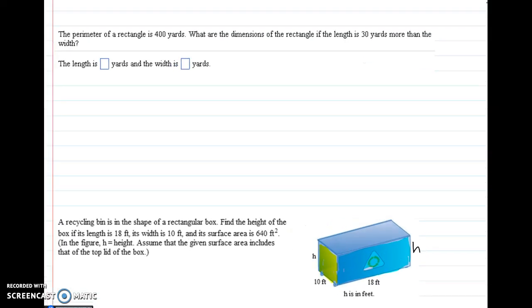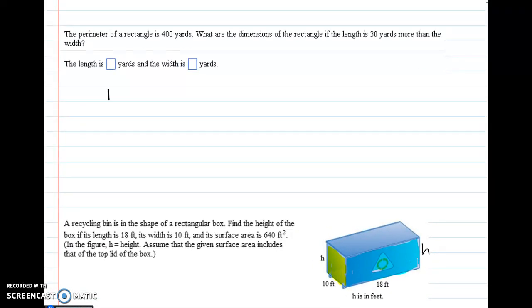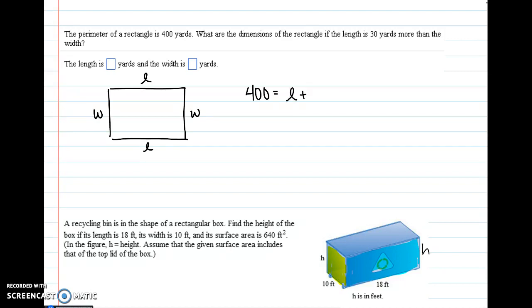The perimeter of a rectangle is 400 yards. So we have another rectangle. What are the dimensions of the rectangle if the length is 30 more than the width? So let's just label this. The length and the width. And the perimeter is 400. So that would be an L plus another L plus a W plus another W, or 2L plus 2W.